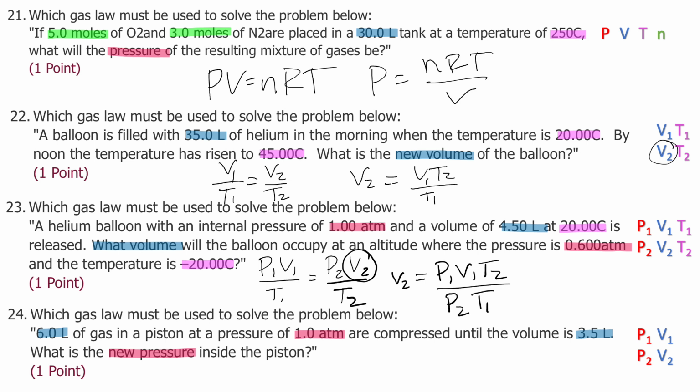Then the final one, it gives you an initial and final volume, and then an initial pressure asking for the new pressure. So we're solving for P2. Since we have pressure and volume, that's going to be Boyle's law, P1 V1 equals P2 V2. Since we were solving for P2, our equation specifically for that would be P1 V1 over V2.